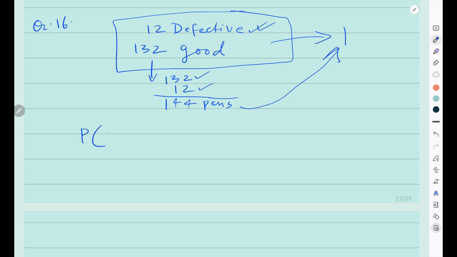So the probability of getting a good pen: there are 132 good pens, and how many pens are there in total? 144. So this is the probability that the pen is good. And by just doing some calculation, you will find that it is equal to 11 by 12. So that is the solution for question number 16 of exercise 15.1.